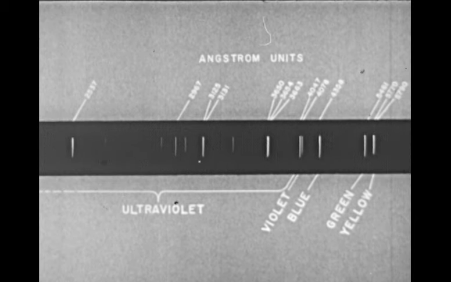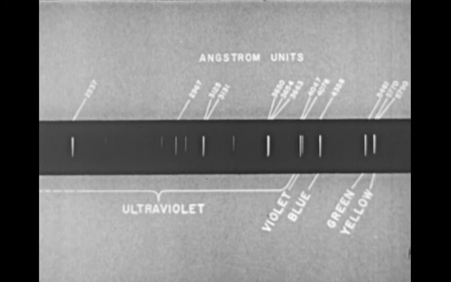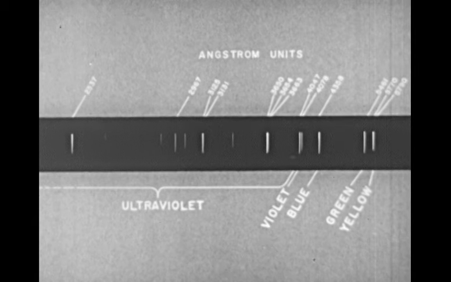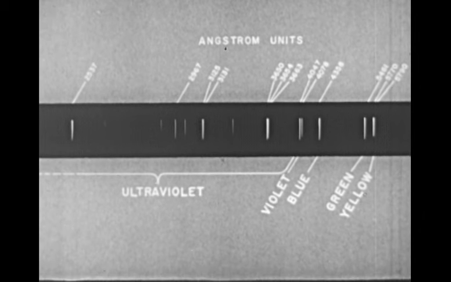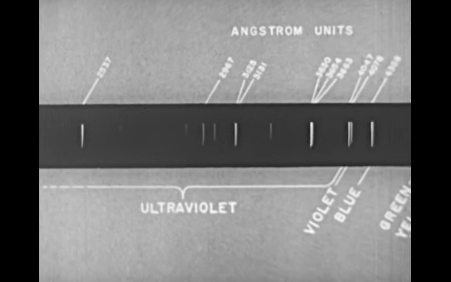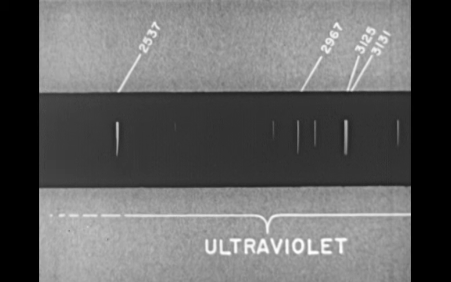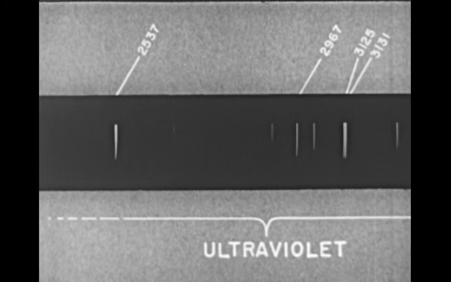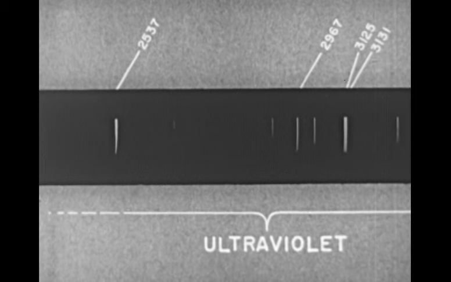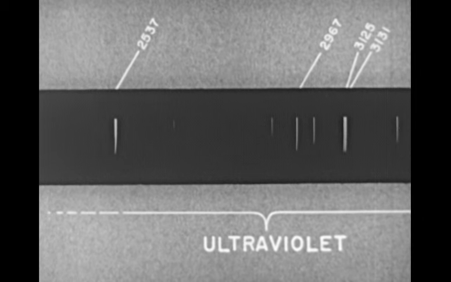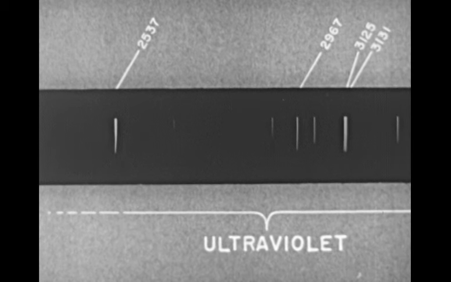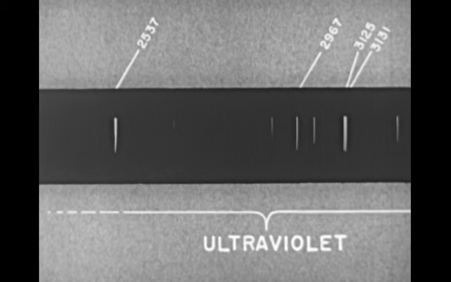Let's, for a moment, concentrate our attention on the intense line way down at the left end of the photograph. This line is measured as having a wavelength of 2,537 angstroms. This means, as you know, that all of the light coming there has this same wavelength and, of course, has the same frequency. Light coming from identical mercury atoms.